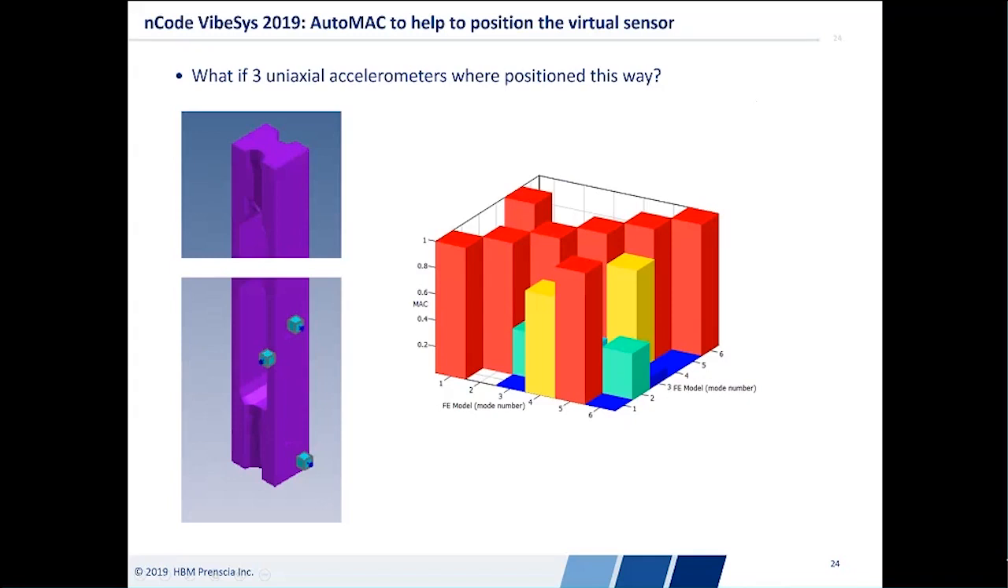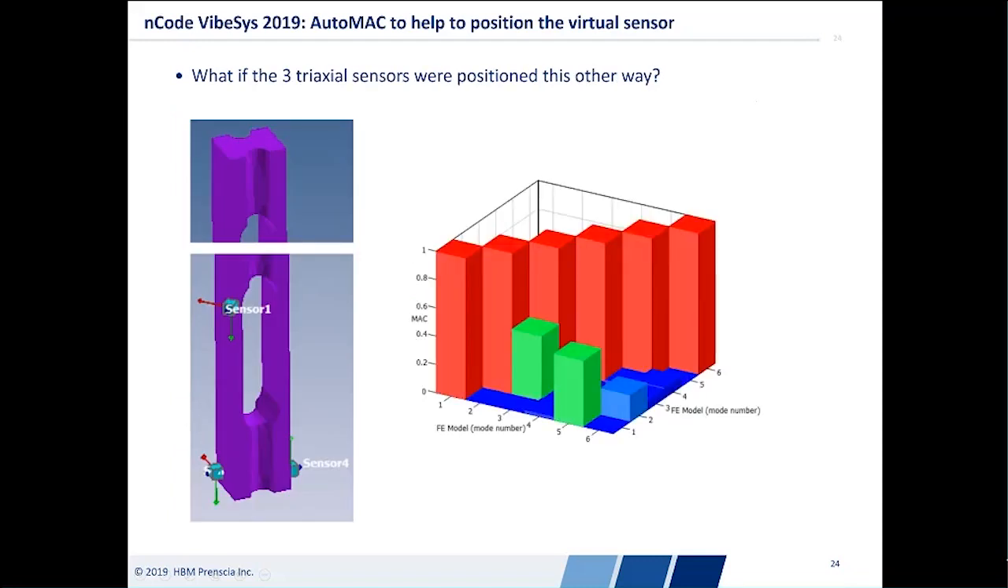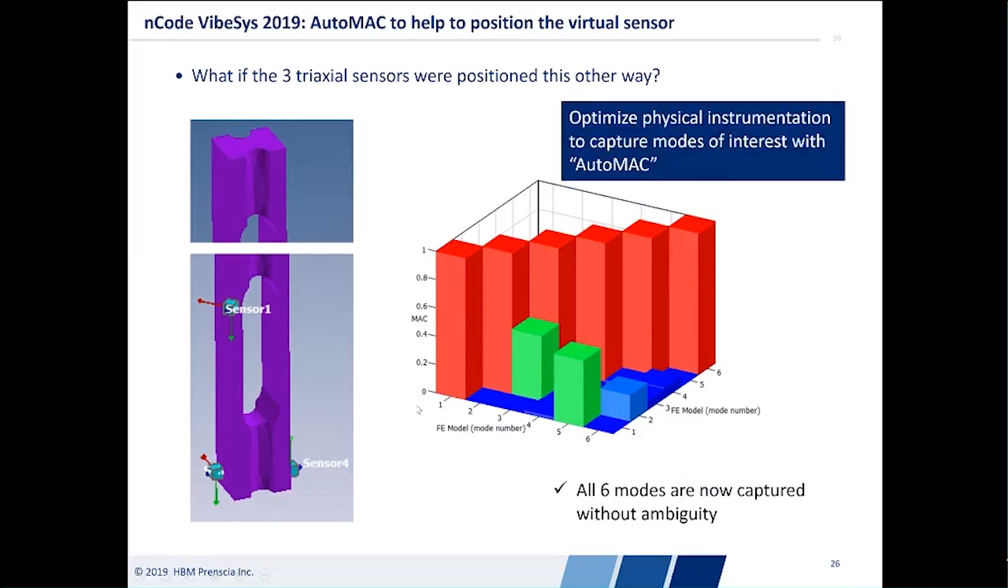So apparently you don't have enough accelerometers, or at least those 3 uniaxial accelerometers do not distinguish between mode 5 and 1, right? So let's add triaxial accelerometers now in different positions. In that case, the AutoMAC matrix is much better, with fewer off-diagonal terms with high values, right? So this means that all the 6 modes are now captured without any ambiguity. Again, this AutoMAC helps you optimize the physical instrumentation to capture your modes in the frequency range of interest.